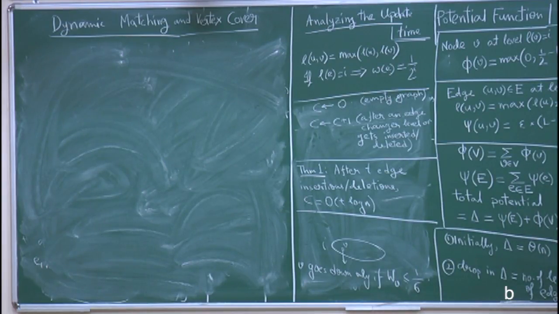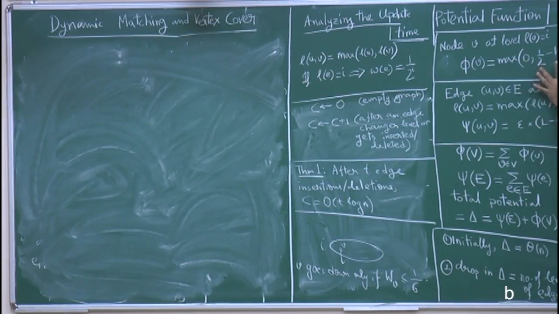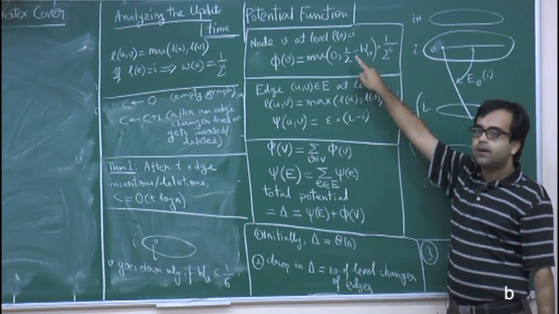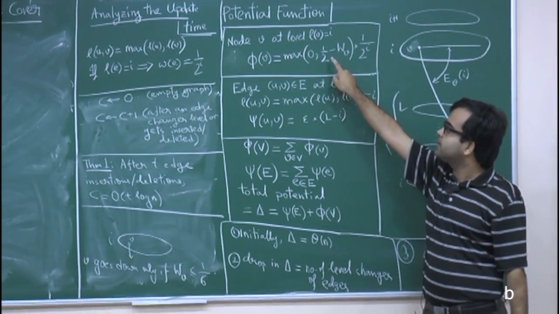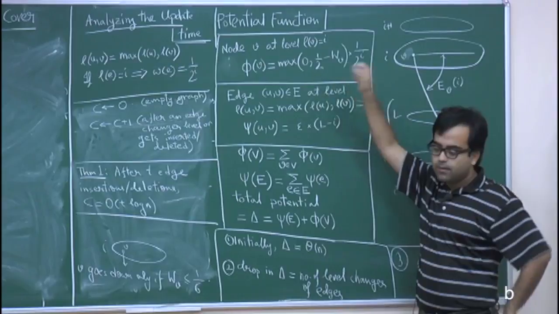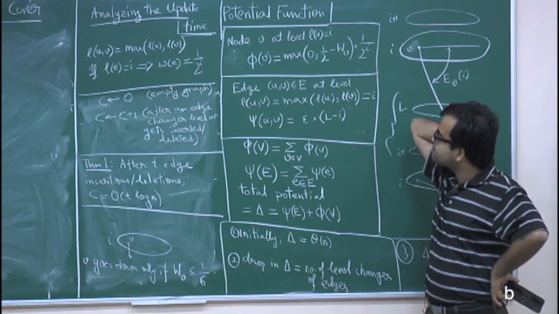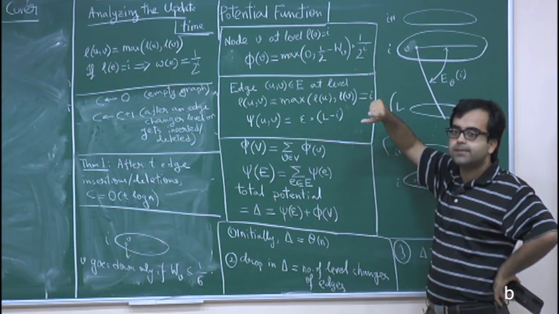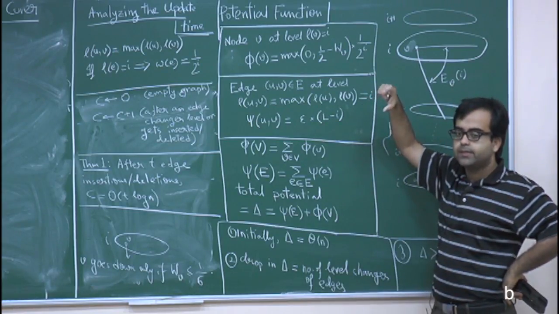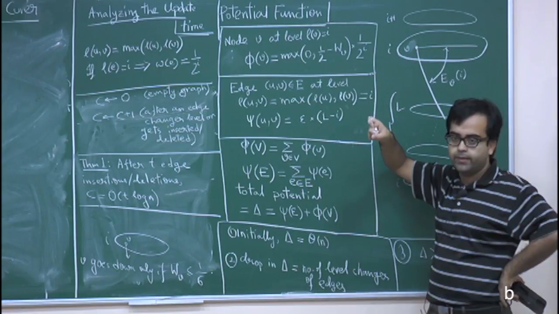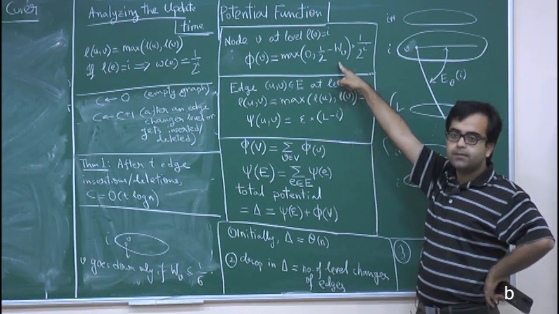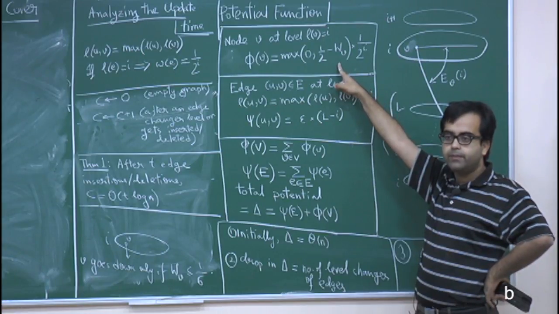It is max of 0 comma half minus the weight of this node, and you will see that the half minus the weight, this half is coming from the fact that when a node first settles at level I, its weight is supposed to be between half and 1. So, at that time what will be this potential? This will be 0, right, because the weight of V will be greater than half.